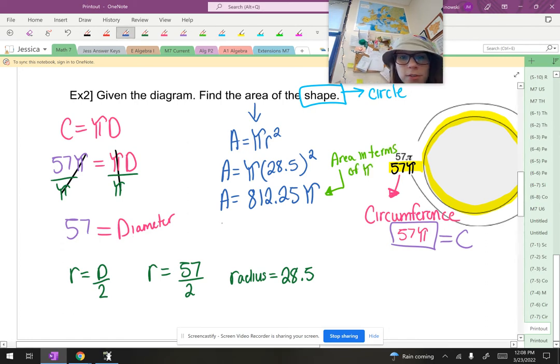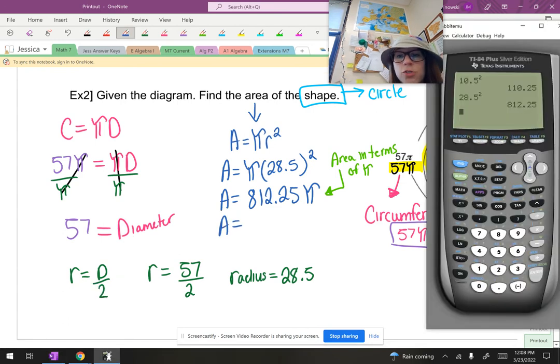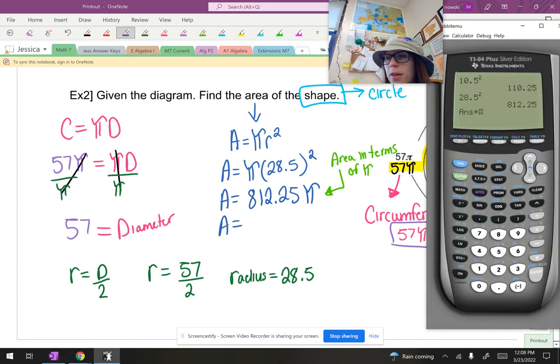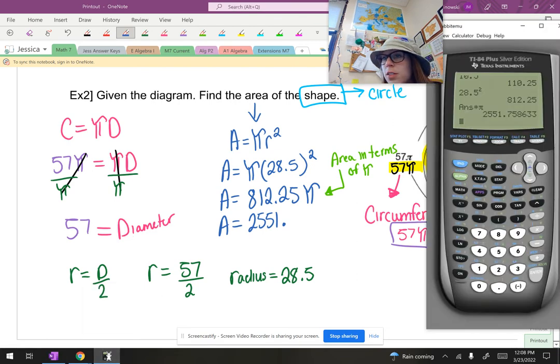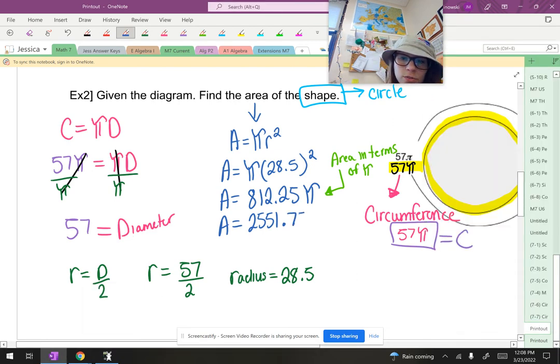It didn't ask me for that, so I am allowed to take that extra step and actually multiply that by the pi. That gives 2551.758633. And we can round that to the nearest whole number because it didn't say.